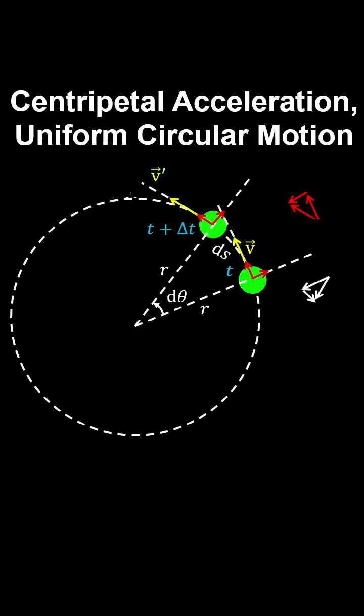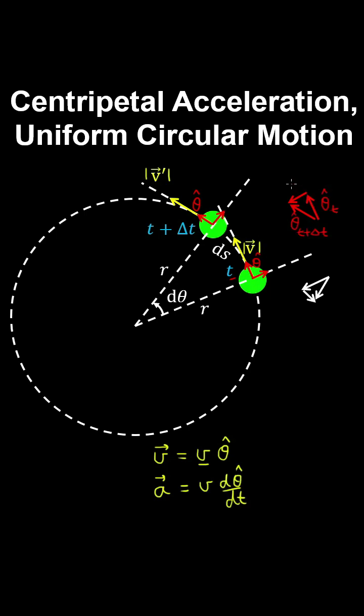Consider a particle travelling along a circular path. The velocity is always tangent to the path. So being tangent to the path, we have the tangential unit vector at time t and the tangential unit vector at time t plus delta t. Now if we differentiate this, we obtain the acceleration. And for the special case of uniform circular motion, the speed, or the magnitude of the velocity vector, is constant.